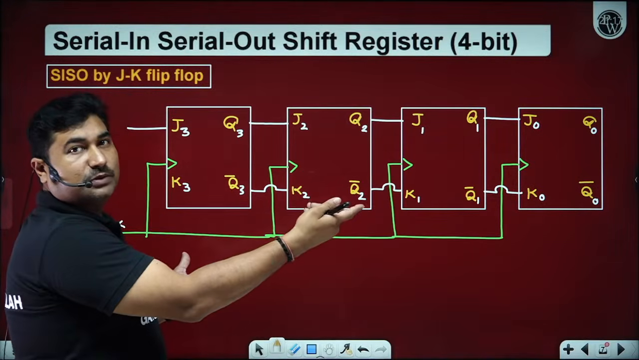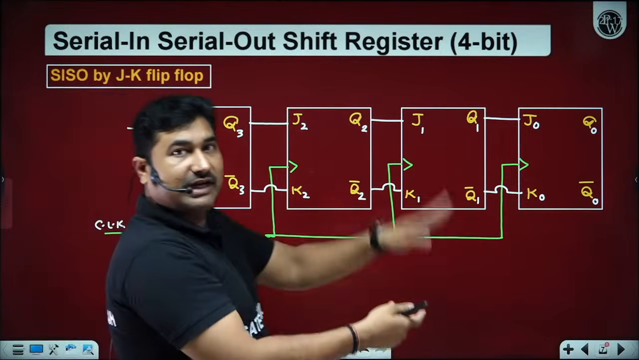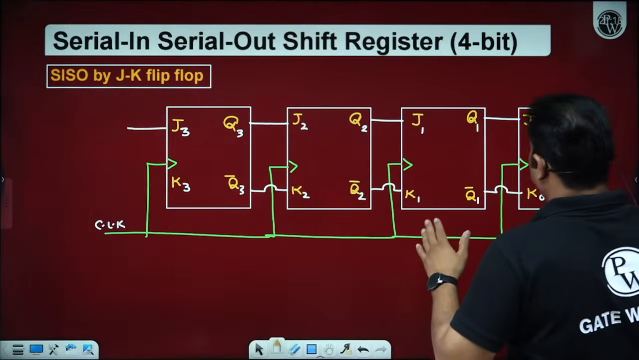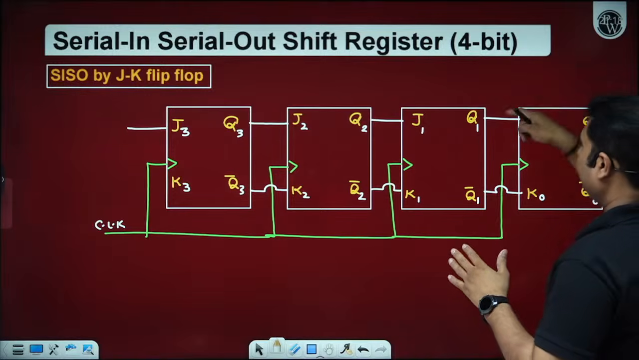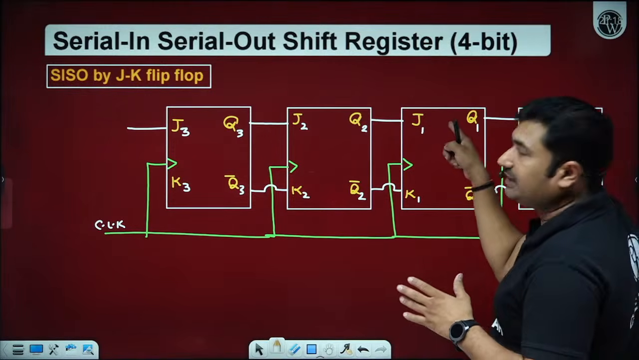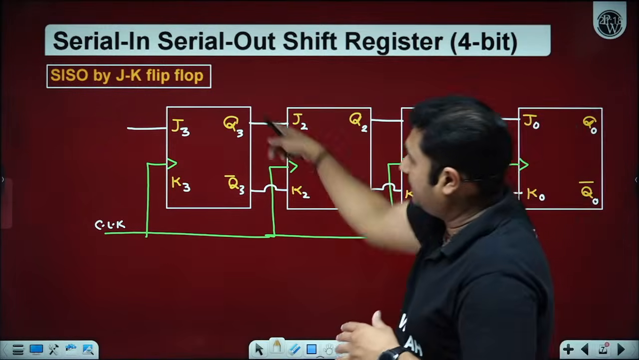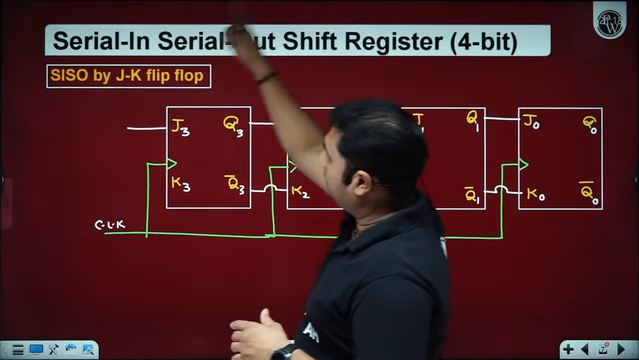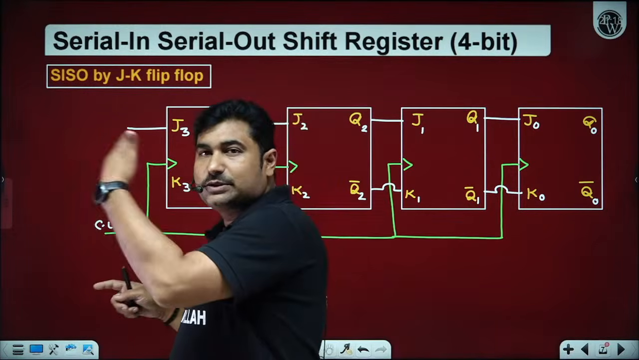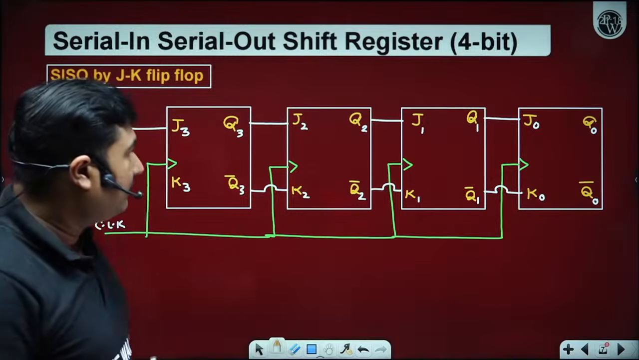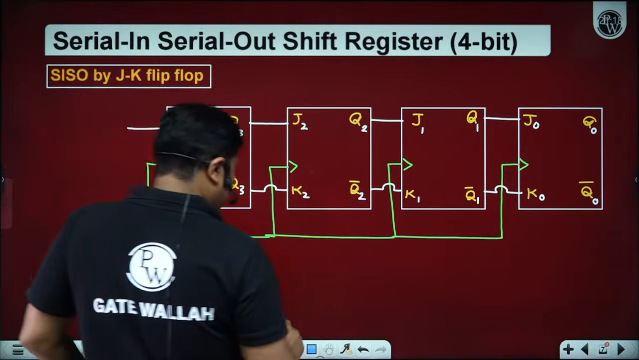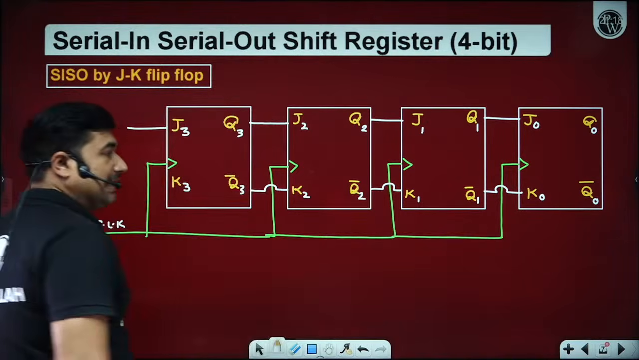For a moment, suppose I am interested in designing a shift left register. Then I will give the data here, and the output of this is connected to the input of this, and the output of this is connected to the input of this. Then the data is going to shift to the left side. Presently, I am making a shift right register.